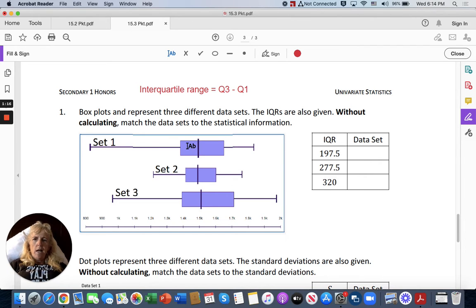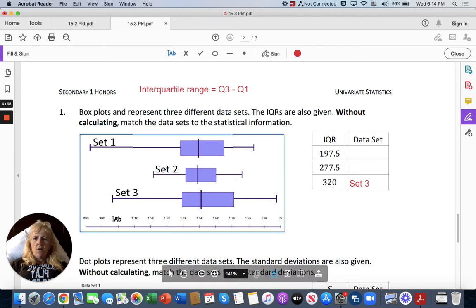So which one has the biggest interquartile range? Is it set 1, set 2, or set 3? I'll let you respond and you can stop the video. I would say the biggest one here is going to be set 3. And then which one has the smallest? That would be this one.